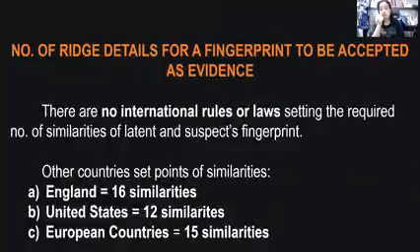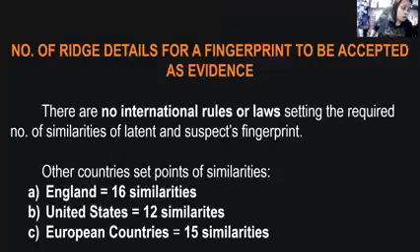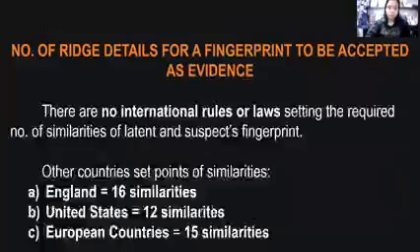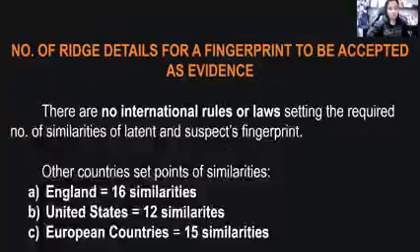Number of ridge details for a fingerprint to be accepted as evidence. Again, we have no international rules or laws setting the required number of similarities of latent and suspect fingerprints. Well, some countries have set points of similarities. For England, 16 is already enough. For the United States, 12. For European countries, 15.